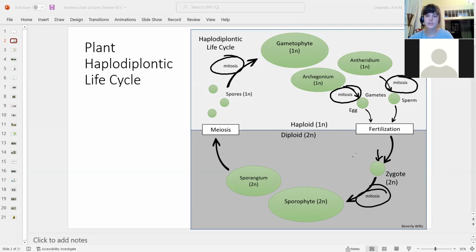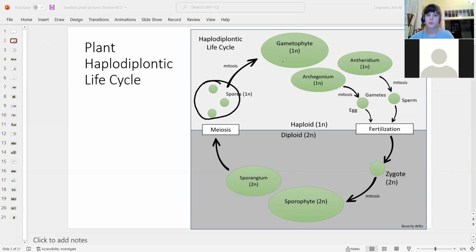Okay, so all of these arrows that go from a stage, like we're going from spores to gametophyte, you don't have to do anything special, you just do mitosis. So one spore divides by mitosis to grow into a multicellular gametophyte. Okay, going from a gametophyte to an archegonium, that's just, again, more mitosis, just growing a new structure.